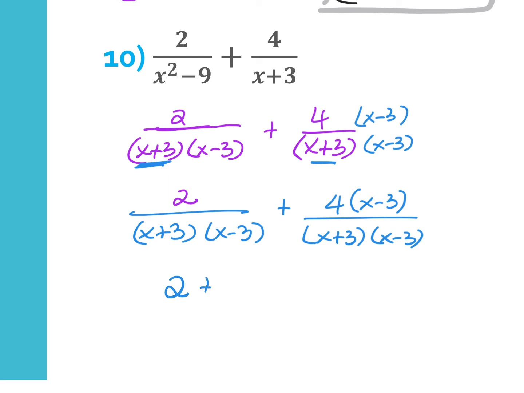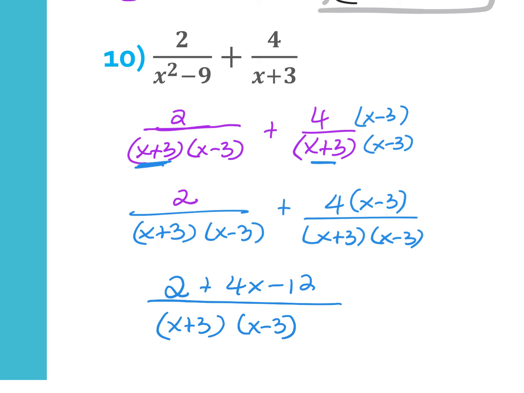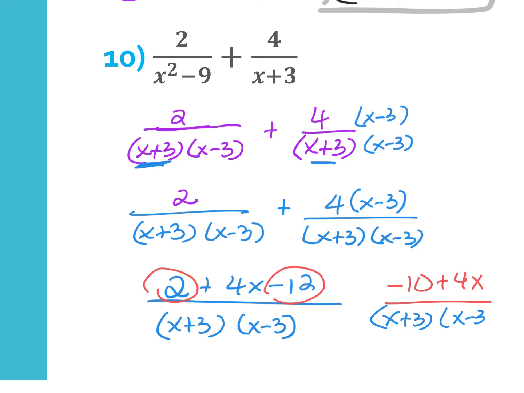And it becomes 4x minus 12 over x plus 3, x minus 3. Now I can combine my like terms. I have a 2 minus 12, and this gives me negative 10 plus 4x. And then I have the denominator, x plus 3, x minus 3.